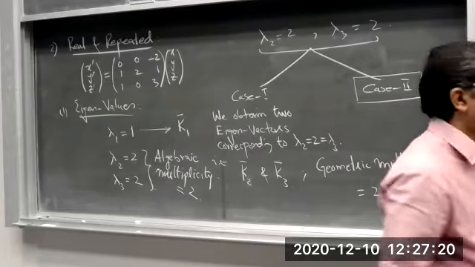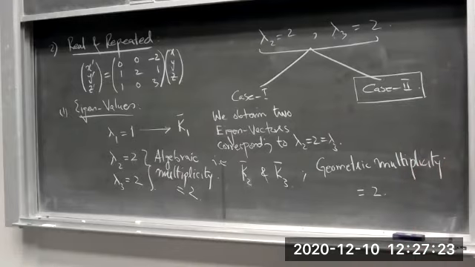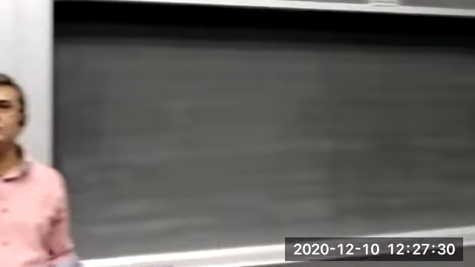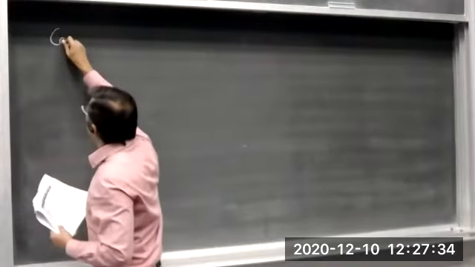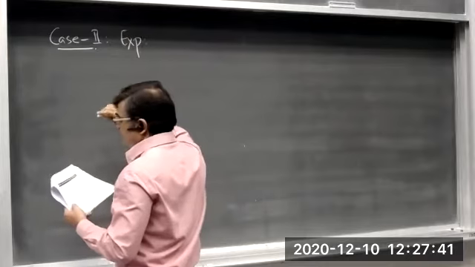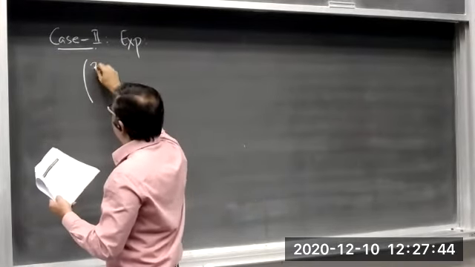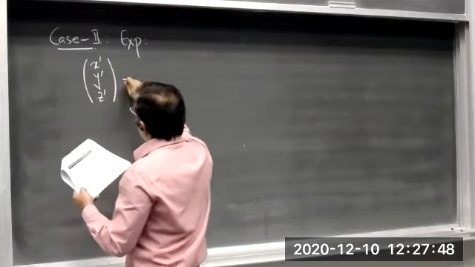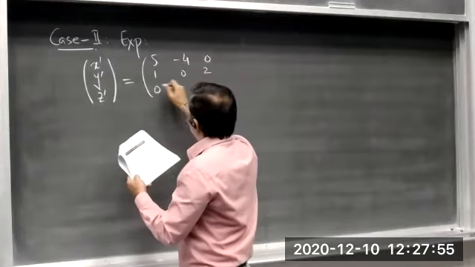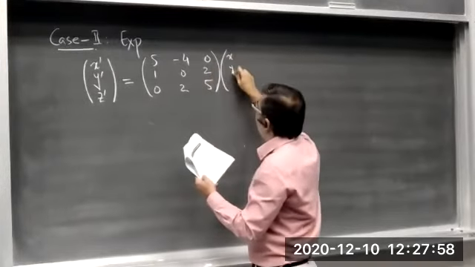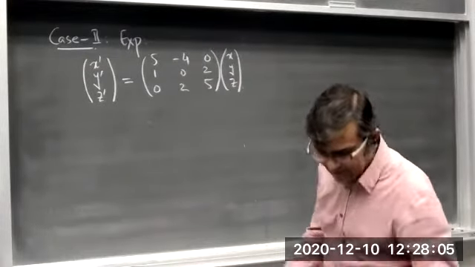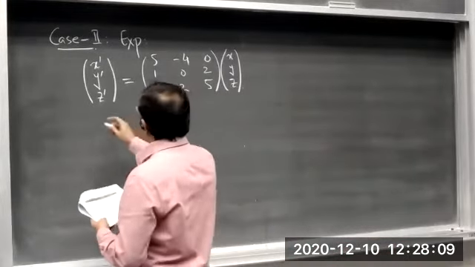Let me change the board. The case 2 example. We need to solve this first order system of differential equations: 5, minus 4, 0, 1, 0, 2, 0, 2, 5 times x, y, and z. Now, I'm going to write directly the eigenvalues corresponding to this system.